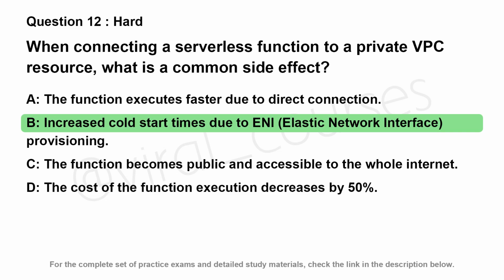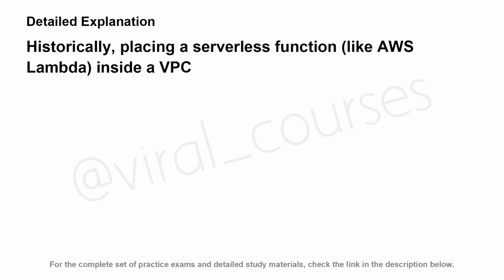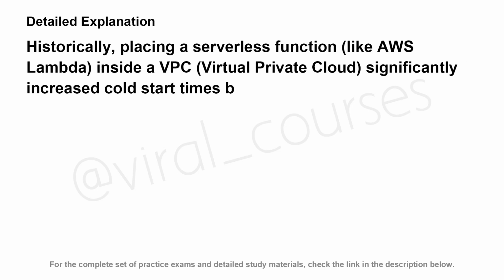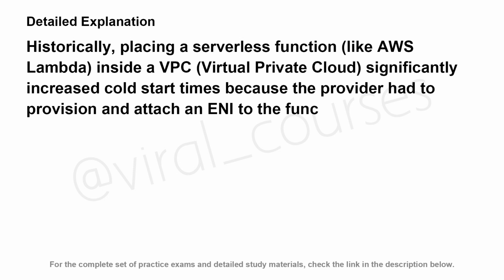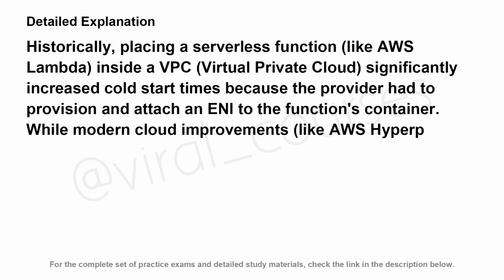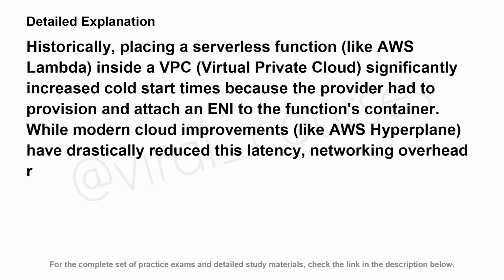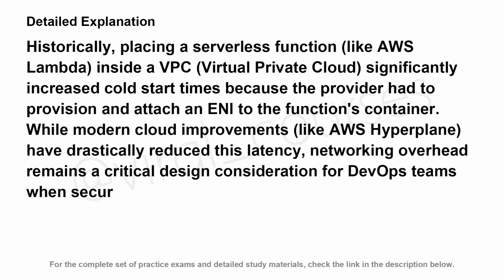The correct answer is B. Historically, placing a serverless function, like AWS Lambda, inside a VPC, virtual private cloud, significantly increased cold start times because the provider had to provision and attach an ENI to the function's container, while modern cloud improvements, like AWS Hyperplane, have drastically reduced this latency. Networking overhead remains a critical design consideration for DevOps teams when securing serverless workloads.